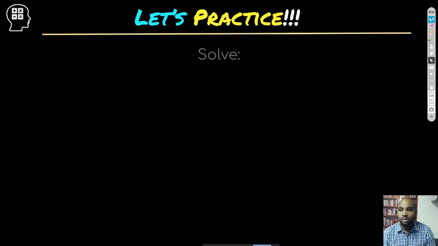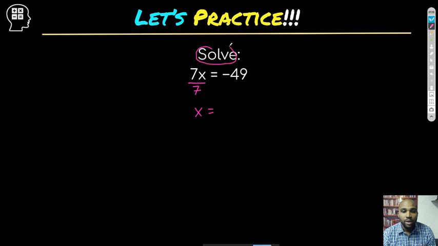All right, let's practice some to see if you got it. Let's solve this problem. 7x equals negative 49. Well, I want to divide this 7 over here. Why? Because 7 divided by 7 gives me a 1x. And my whole goal is to solve. And when they say solve, I'm solving for a variable. X is our only variable here, so I'm going to solve for x.